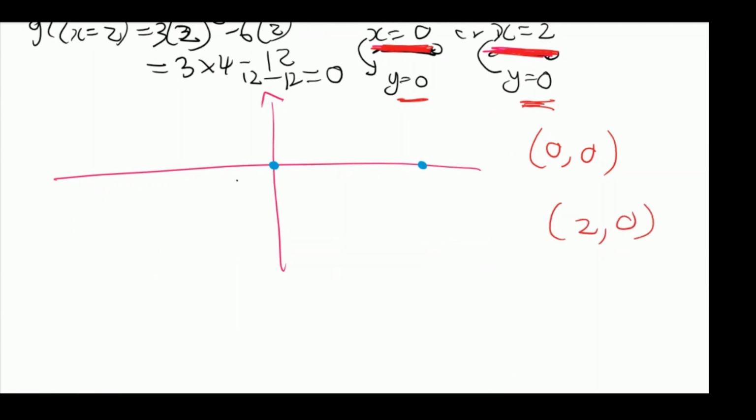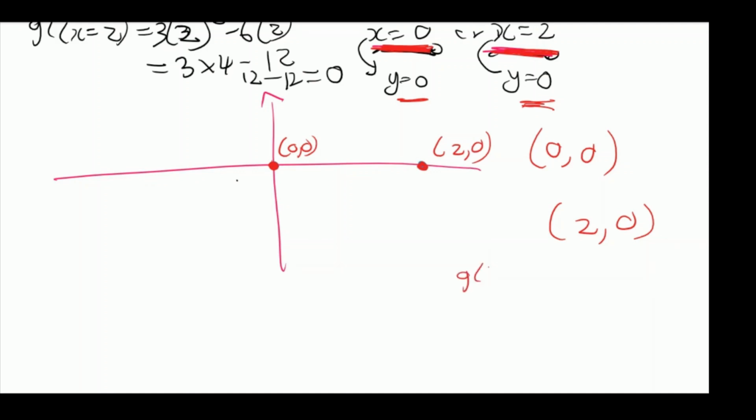So we're going to indicate a point where we have 0 and 0, and a point where we have 2 and 0. So these are our intercepts for this problem here. For us to draw the function, we also need to identify the turning point of the function.